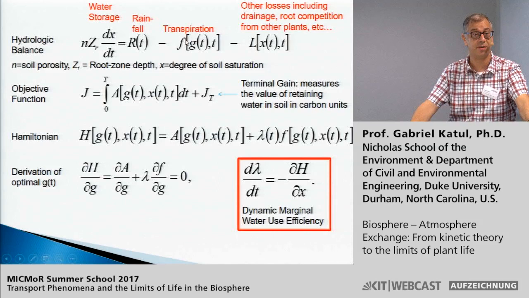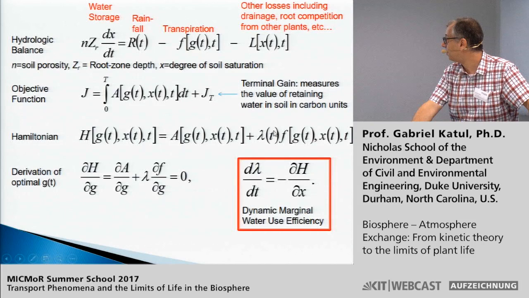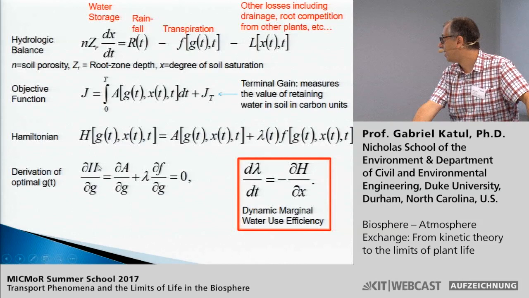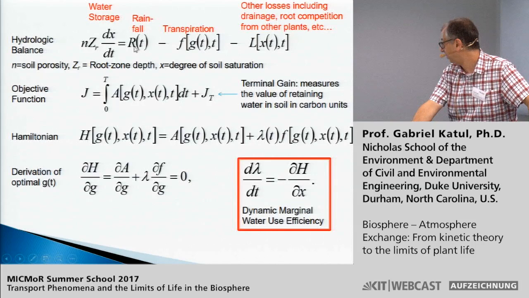The Hamiltonian still follows the same thing, but now the marginal water use efficiency or the Lagrange multiplier has to vary on timescales. But again, these timescales are going to vary a little bit longer than the stomatal variations. And notice that this hydrologic balance actually is written on daily timescales and longer. Okay? And now you could derive an optimal stomatal conductance trajectory by differentiating this Hamiltonian with respect to the control variable stomatal conductance, with the condition that the time rate of change of the Lagrange multiplier is now dependent on the Hamiltonian with respect to the state variable, in this case, soil moisture.